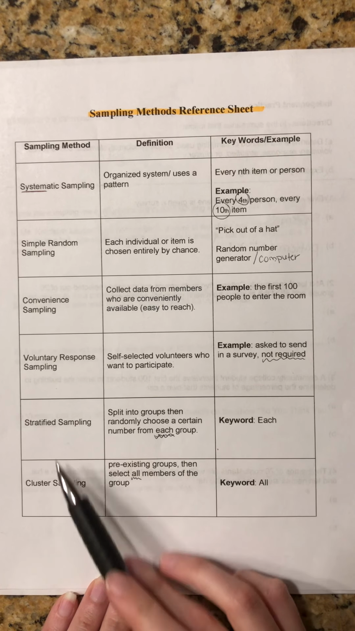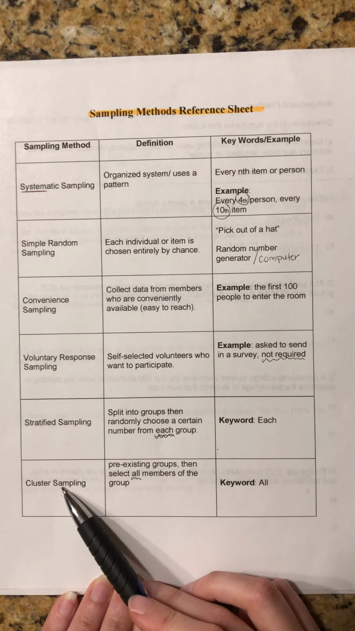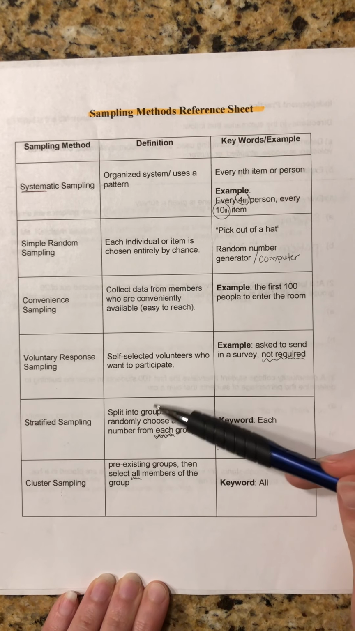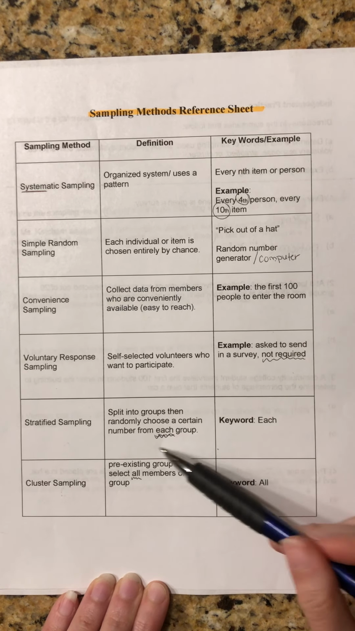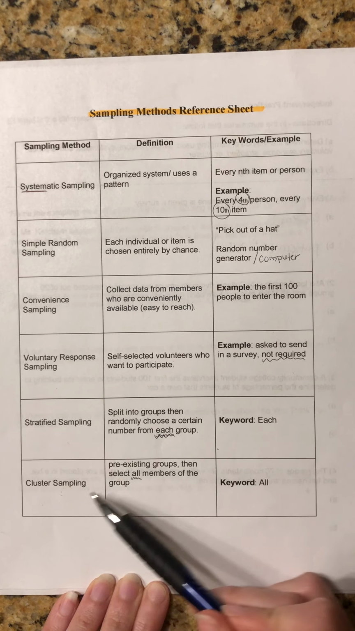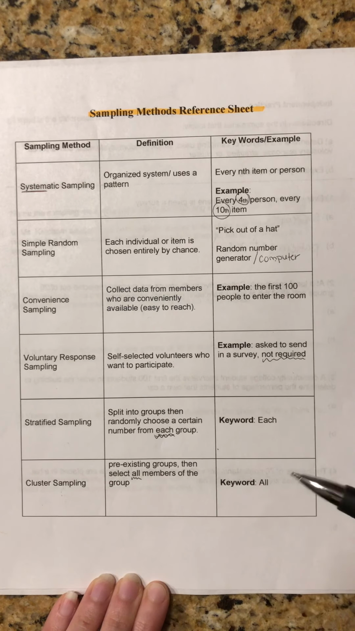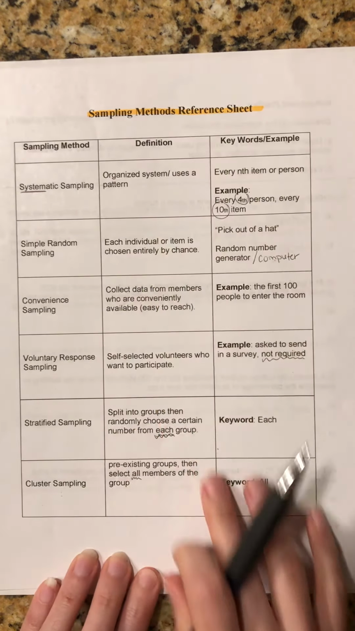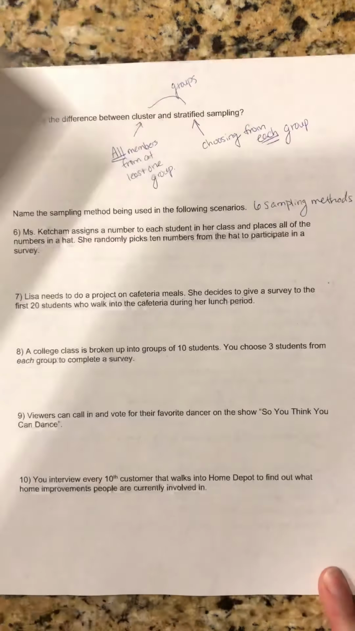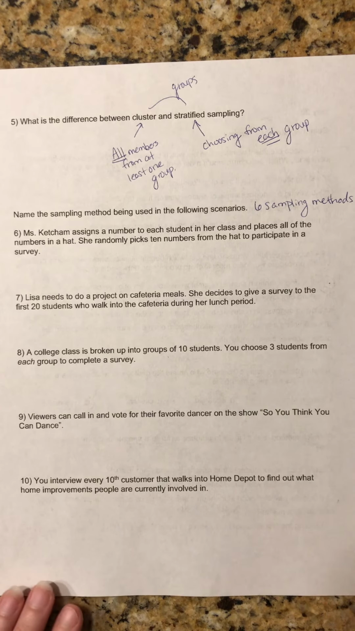Stratified and cluster, again, we just talked about, those are both involving grouping. Stratified is when you're splitting them into subgroups, but then you're choosing members from each group. Okay, so keyword is each. Cluster, you have pre-existing groups, but then you're selecting all the members of one or more groups. Okay, so again, if you want to take any notes from here, you can look back at our previous assignment. So let's just look at some of these and try to figure out which sampling method is being used.